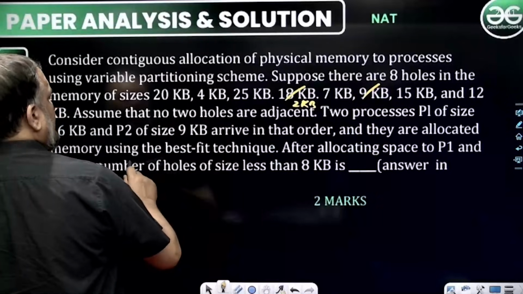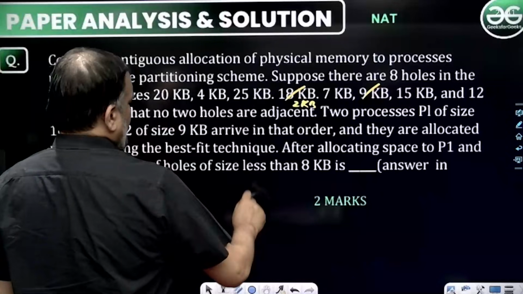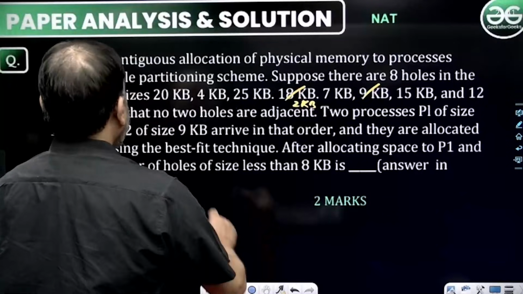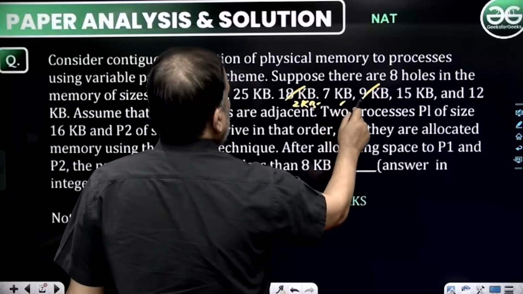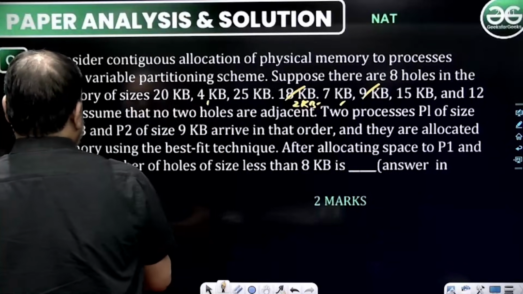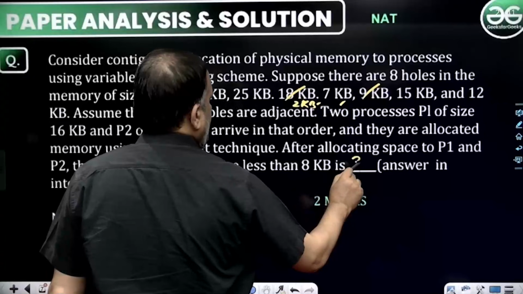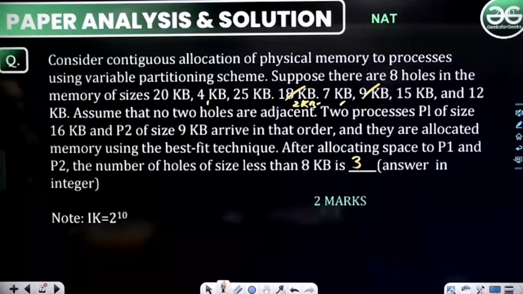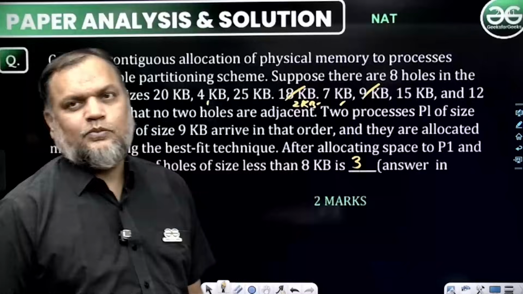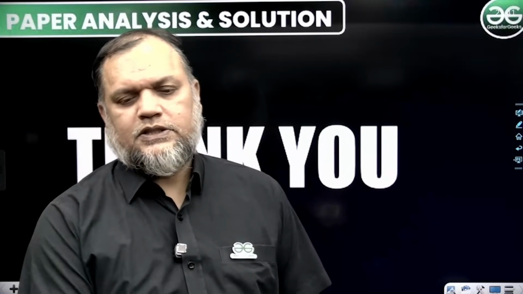Okay, after allocating space to P1 and P2, the number of holes of size less than 8 KB is 3. That's it. The answer for this is 3. As simple as that. 3 holes. The number of holes of size less than 8 KB is 3. So that is the answer for shift 2.